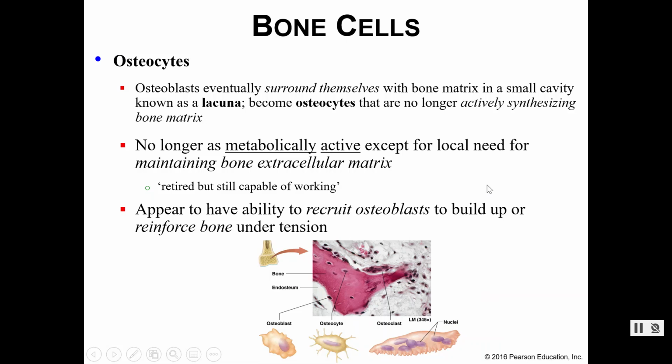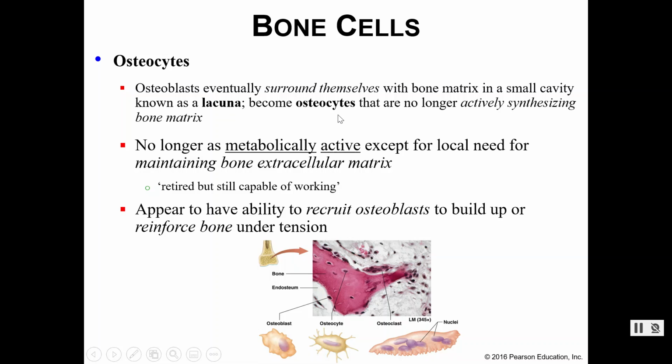Now, osteocytes, the ones with the little spikies on them. These osteocytes used to be osteoblasts. As the osteoblasts start building bone, they basically surround themselves within the bone matrix, and they build themselves little houses. We call those the lacuna or the lacunae, whatever term you prefer, however you want to pronounce that.